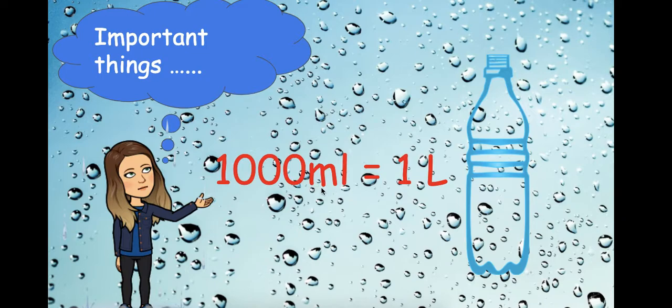So because milliliters is a small unit, milli means 1,000. And liters is a big unit of measurement. It will be always smaller. Okay, so important to remember, 1,000 milliliters equals 1 liter.